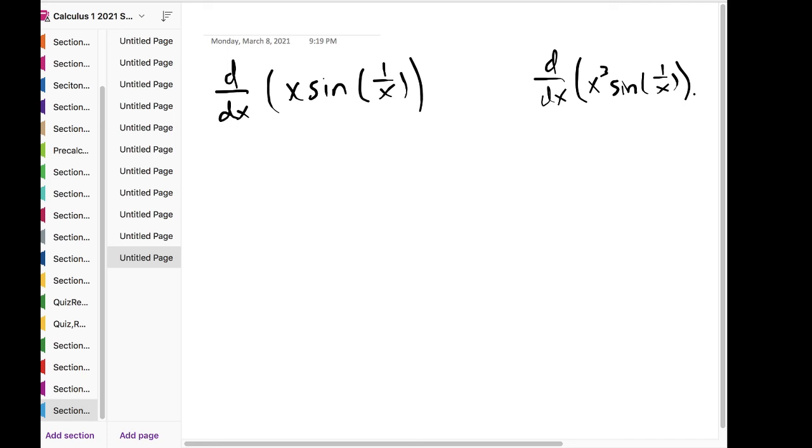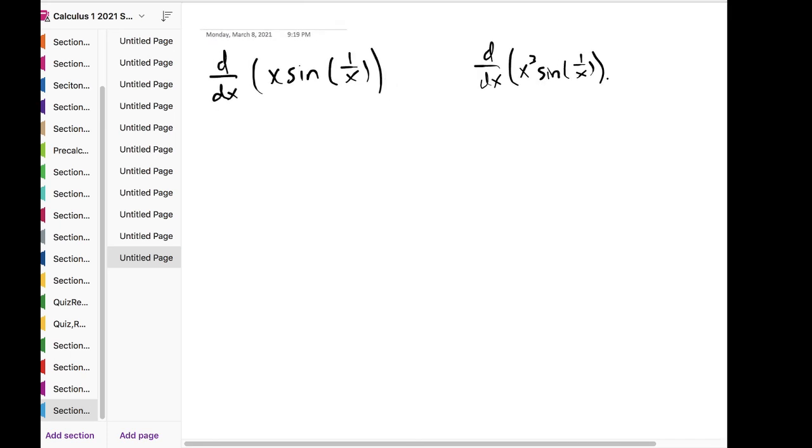What rule do you need to use? Yeah, primarily this is a product. All right, so I'll just do the product rule. It's the derivative of x, which is 1, times sine of 1 over x, plus x times the derivative of sine of 1 over x. We've done this one before.